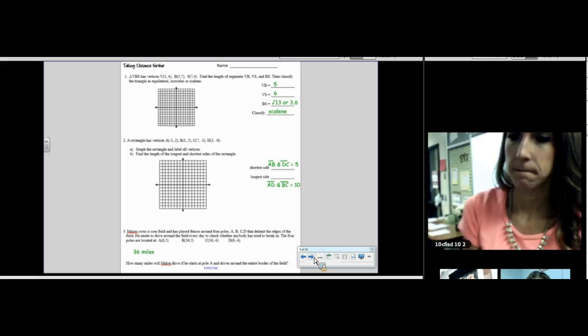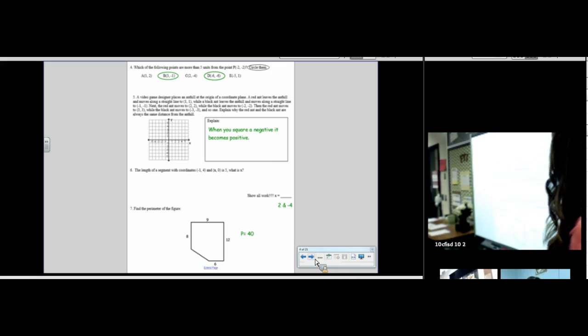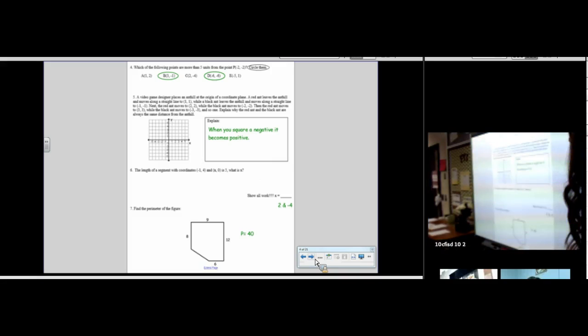All right, let's go over our homework answers. See if you can read those. 5, 6, square root of 13, scalene. The shortest side is 5, the longest side is 10. This one down here says 36 miles. Number 4, the answers are B and D.